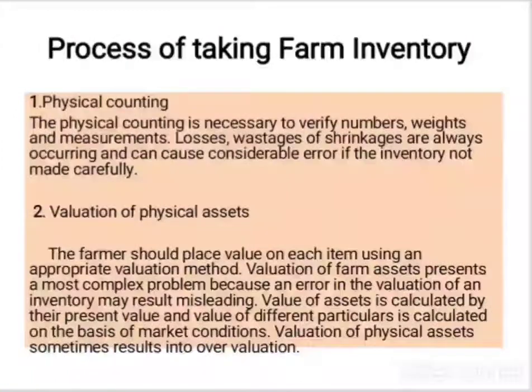Now we will see the process of taking farm inventory, how we will be taking it, how to analyze it, or how to calculate it. There are two methods. First one is physical counting. We can just count 1, 2, 3, that way we can count the inventories. The second is valuation of the physical assets. Physical counting is necessary to verify numbers, weights and measurements. Losses and wastage or shrinkages are always occurring and can cause considerable error if the inventory is not made carefully.